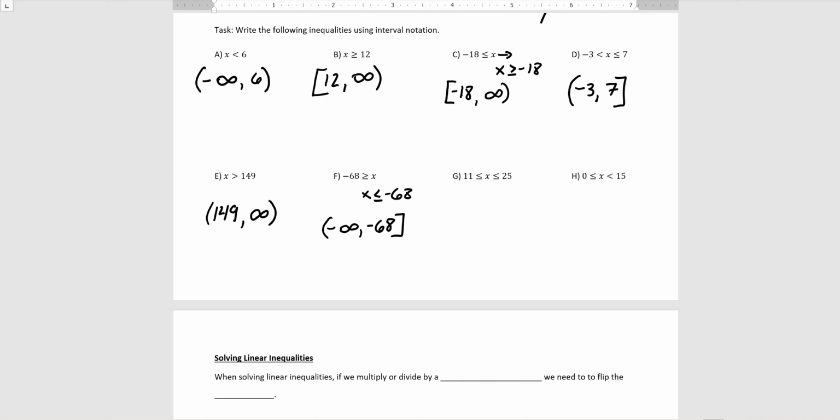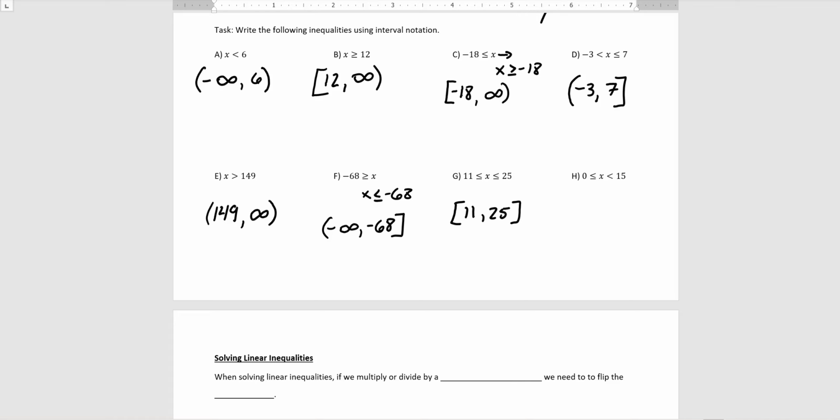Looking at letter G, 11 is less than or equal to x, which is less than or equal to 25. So this one, we just have hard brackets, 11, comma, 25, hard bracket. There we go. x is greater than or equal to 11, but less than or equal to 25. So we got hard brackets all around to show that those are contained in the solution set.